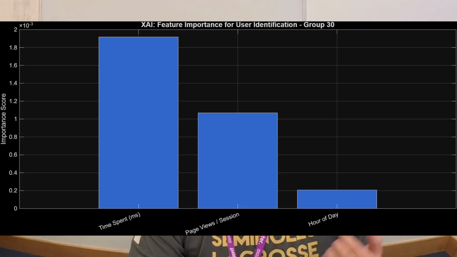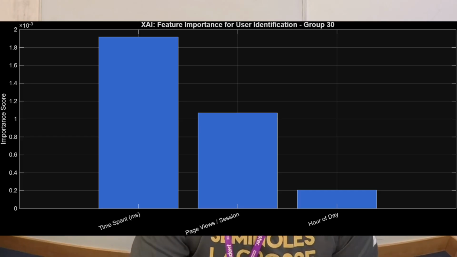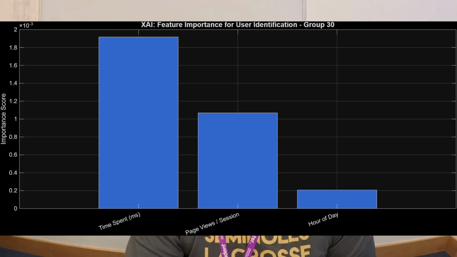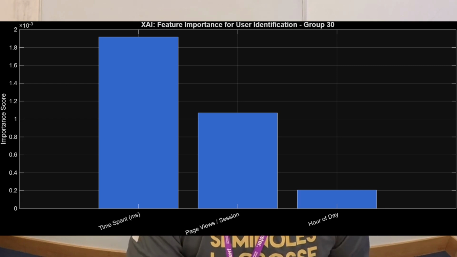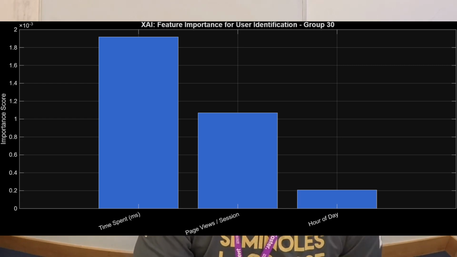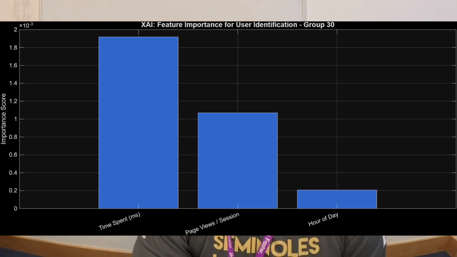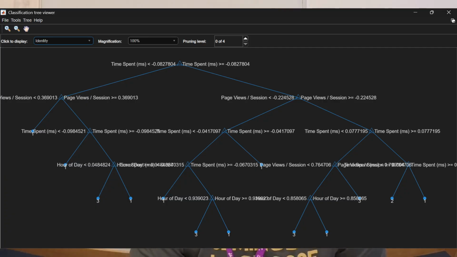Looking at this feature importance chart, time spent is the strongest predictor, followed by pages viewed and hour of the day. This tells us that how long someone stayed on the website matters most. And here is the actual decision tree. The very first split at the top is on time spent, confirming our XAI finding.